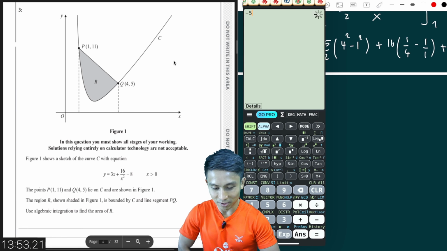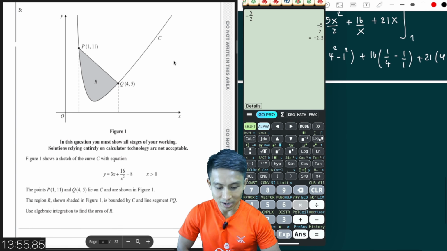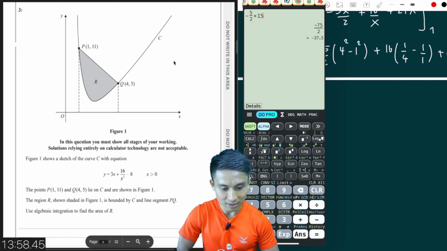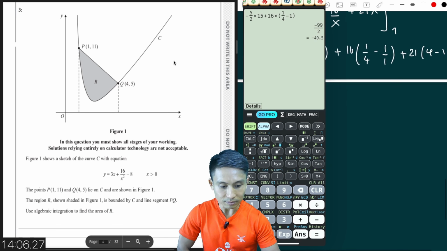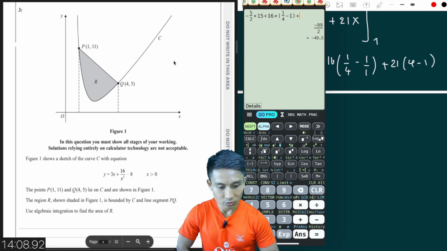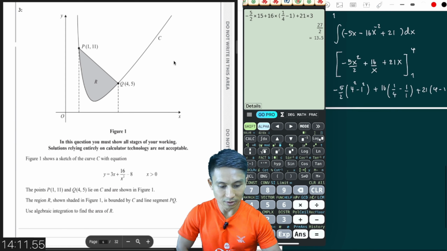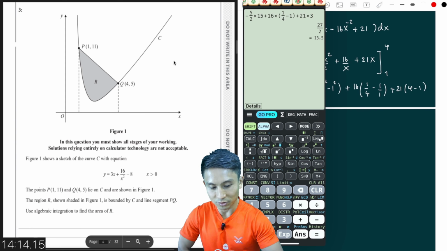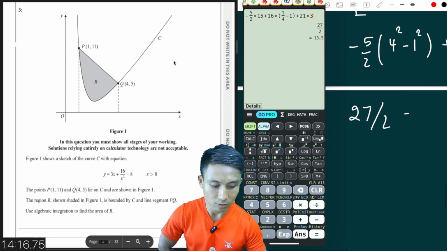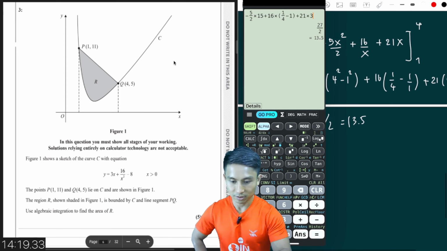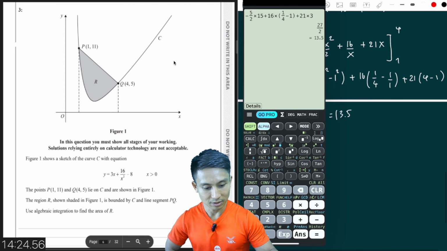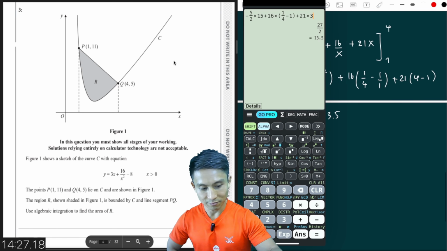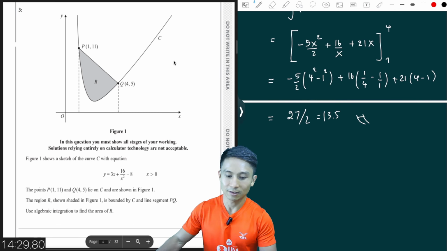So minus 5 over 2 times, in the brackets, 16 minus 1, so that's 15, plus 16 times 1 over 4 minus 1, plus 21 times 3. That's all it is. So 27 over 2, or 13.5. Let me just check the input of the calculator there. 16 minus 1, yeah, that's fine. Everything is good, so I'm just going to go with that. That's the exact answer.